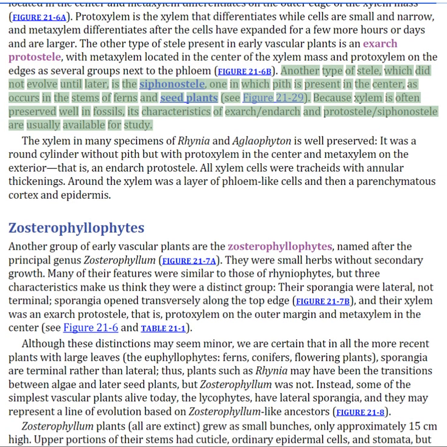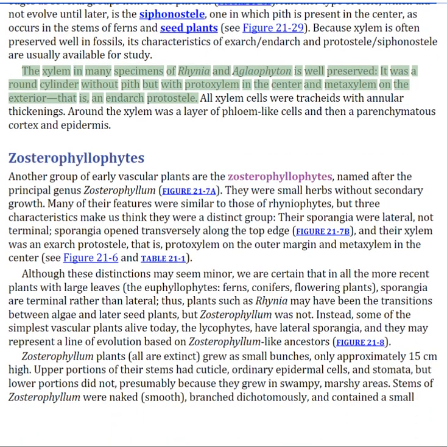Another type of stele, which did not evolve until later, is the siphonostele, one in which pith is present in the center, as occurs in the stems of ferns and seed plants. Because xylem is often preserved well in fossils, its characteristics of exarch, endarch, and protostele, siphonostele are usually available for study. The xylem in many specimens of Rhynia and Aglaophyton is well preserved.